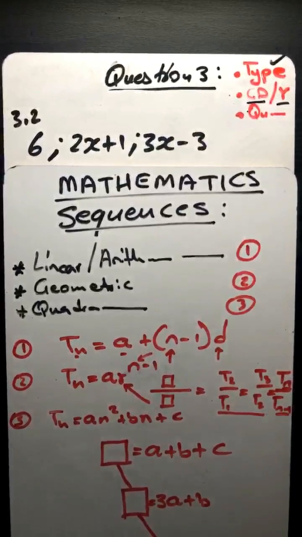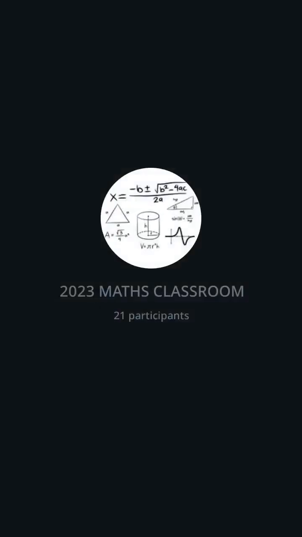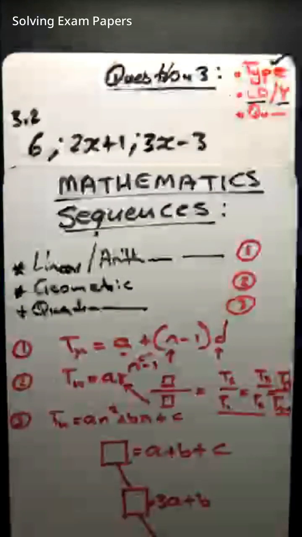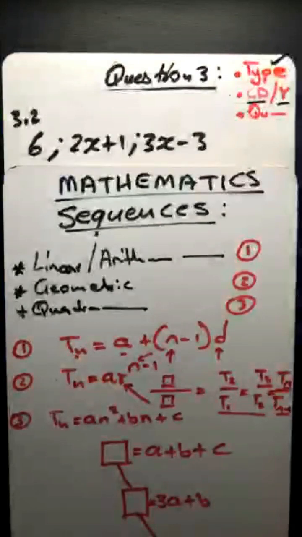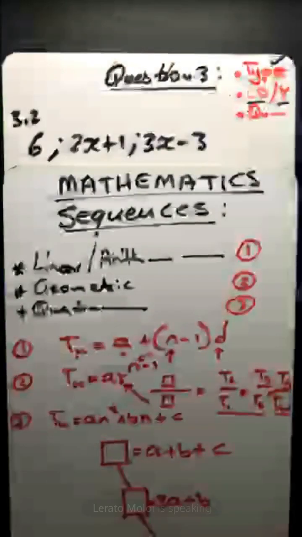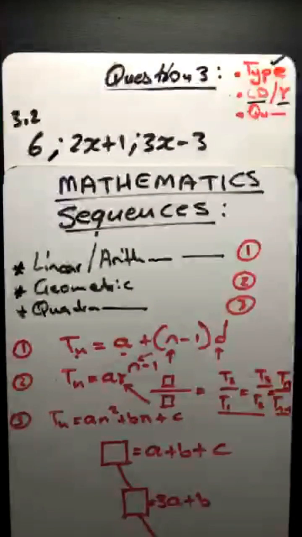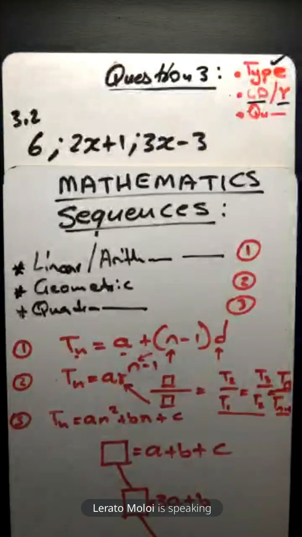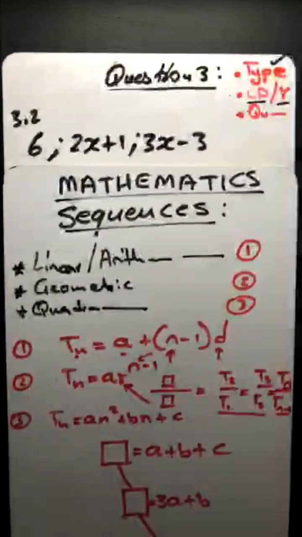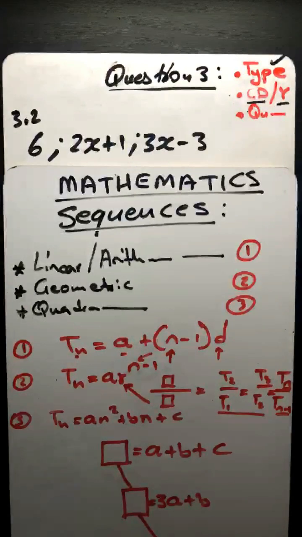So, sir, I think we will find the difference. We'll do as if we are finding the common difference because it's linear. We'll say 2x plus 1 minus 6. That is the first term. Then 3x minus 3 minus 2x plus 1. But we'll put the bracket to the second difference. Then we'll solve and result with one term each. We have two terms, then we equate both terms, then we solve for x. Yes, exactly that, Lerato.